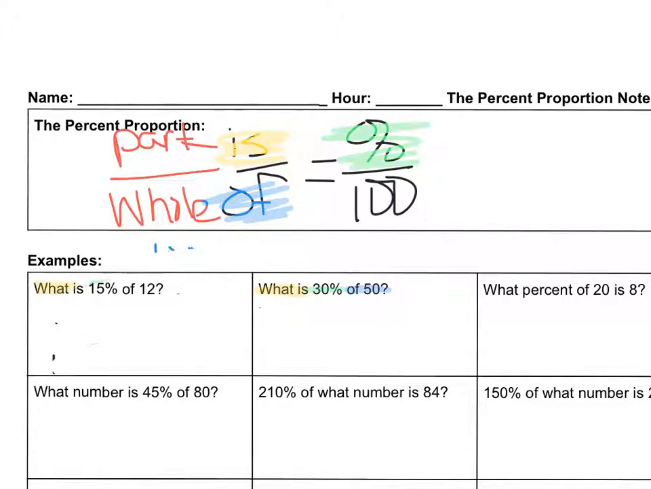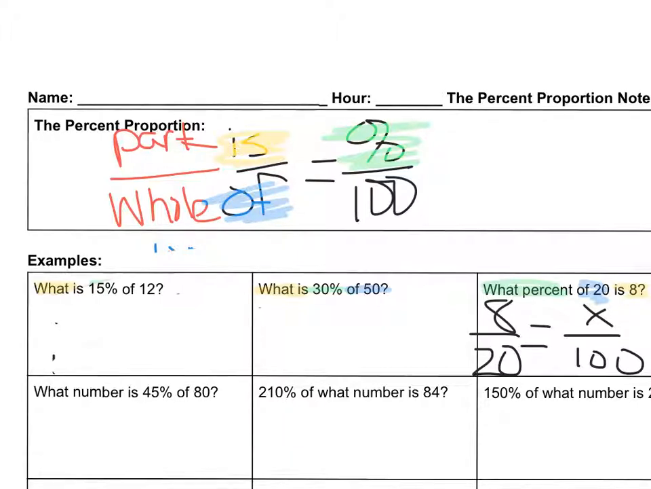All right, so it says, what percent, so that's our percent, what percent, that tells us we don't know that, of 20, so that's our of, is 8. So this time we know what is. All right, so there's our proportion. What percent of 20 is 8? So x over 100 equals 8 over 20.